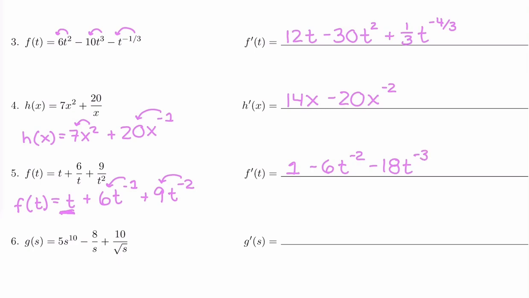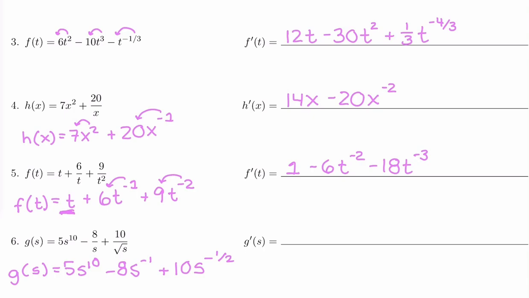And then for the next one, I'm going to do the exact same thing. I have to rewrite in order to take a basic derivative. So I have g of s still. I'm not ready to take the derivative. I have 5s to the 10. I have a minus 8s, and that's raised to the negative 1. Plus 10s, and it's in the denominator, so it's a negative power. And since it's under a root, it's a negative 1/2 for the square root.